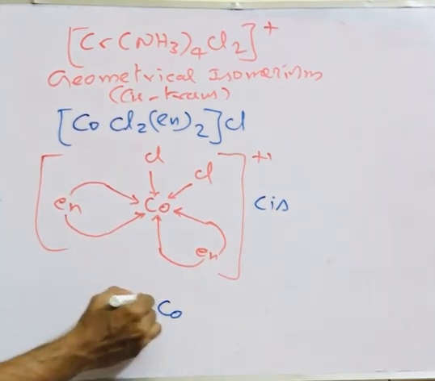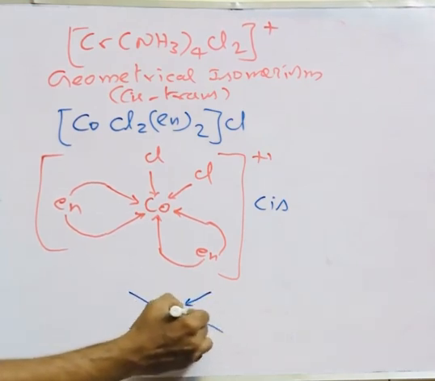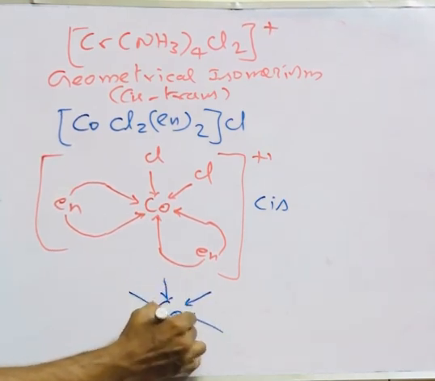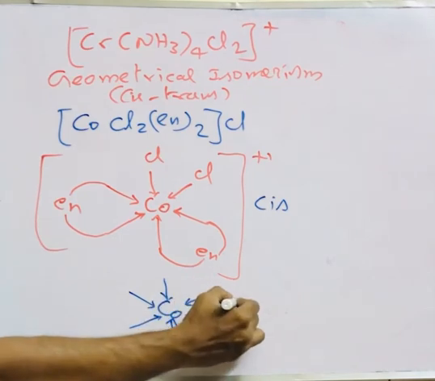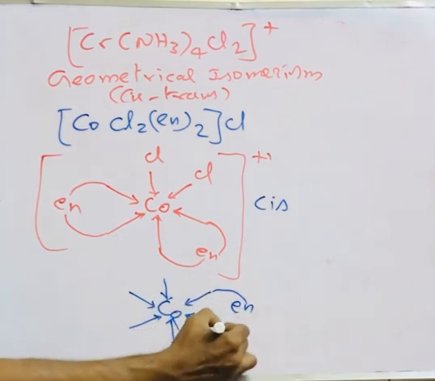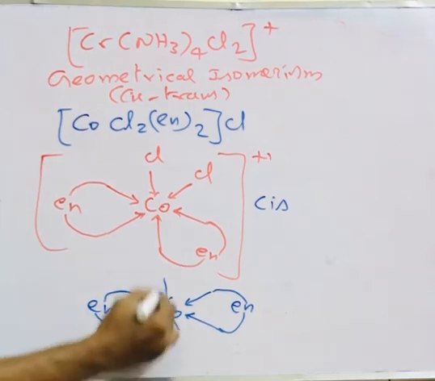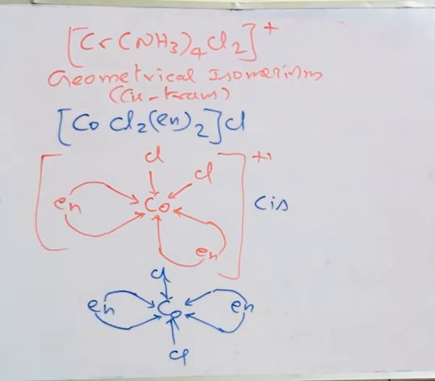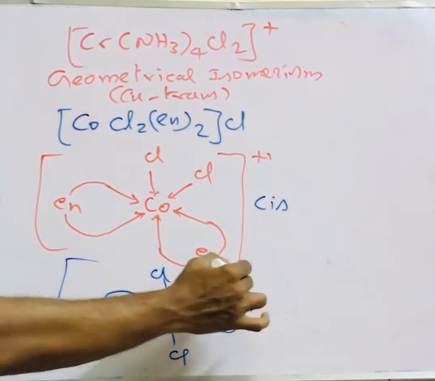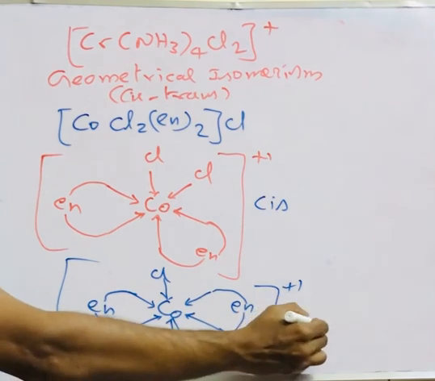If I have to write the trans form, I can put cobalt. Once again, you can have these 4, total 6. Then you need to replace them in the opposite direction. En can be opposite. For example, I can put En here and another En will be here. Then I can put both Cls in opposite directions like previous. Then it becomes the trans isomer.